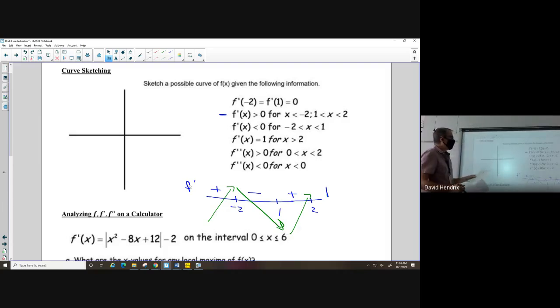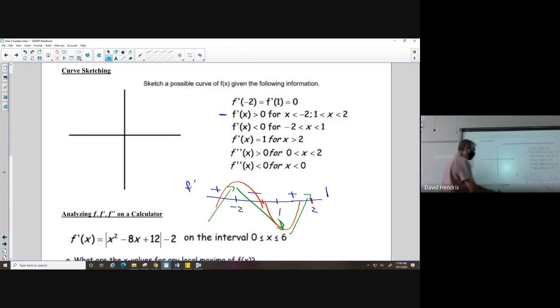All right, then the next thing is, it's telling us that f double prime is greater than 0 from 0 to 2. So that just tells us this section of the graph from 0 to 2 is going to be concave up, right? That just gives me a little idea that it's going to be concave up there. And then over here, f double prime is less than 0 for x less than 0, so we know this section of the graph is going to be concave down, which can fit with our increasing and all that stuff. Does that make sense?